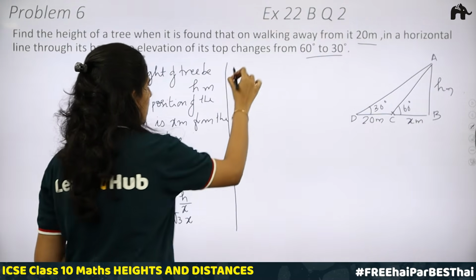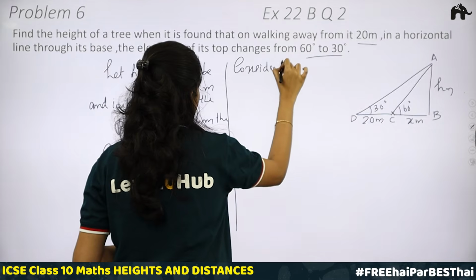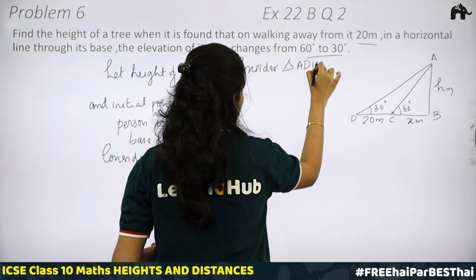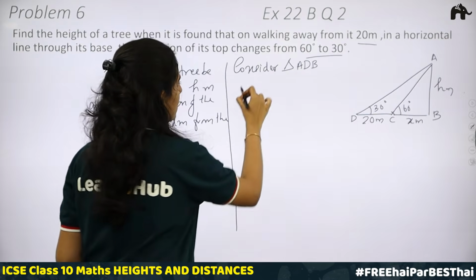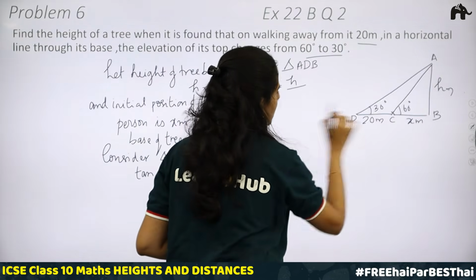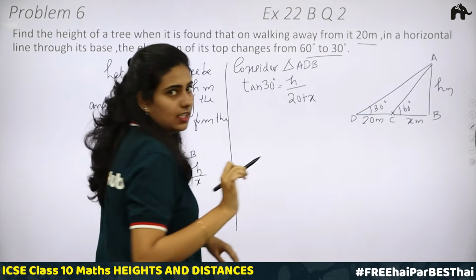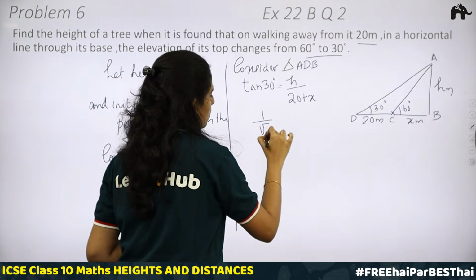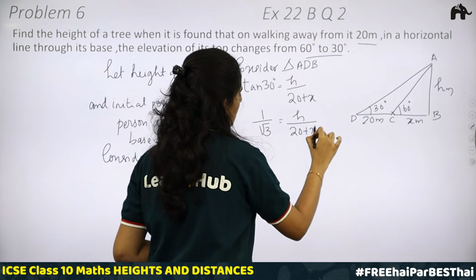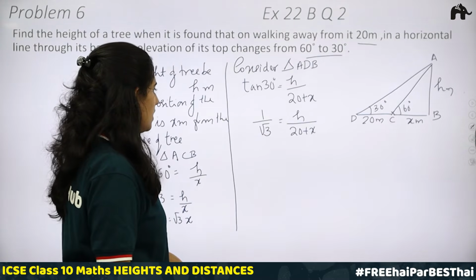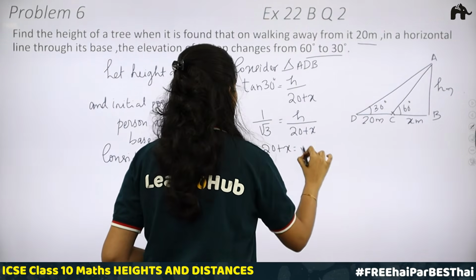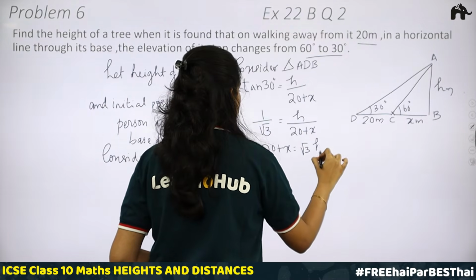Then, when you consider triangle ADB, in triangle ADB, we will have tan of 30 degrees. Tan 30 degrees is equal to opposite by adjacent. Opposite is h divided by adjacent 20 plus x. What is tan 30 degrees? Tan 30 degrees is equal to 1 by root 3. 1 by root 3 is equal to h divided by 20 plus x. Okay. When cross multiplying, we will get 20 plus x is equal to root 3 times h.